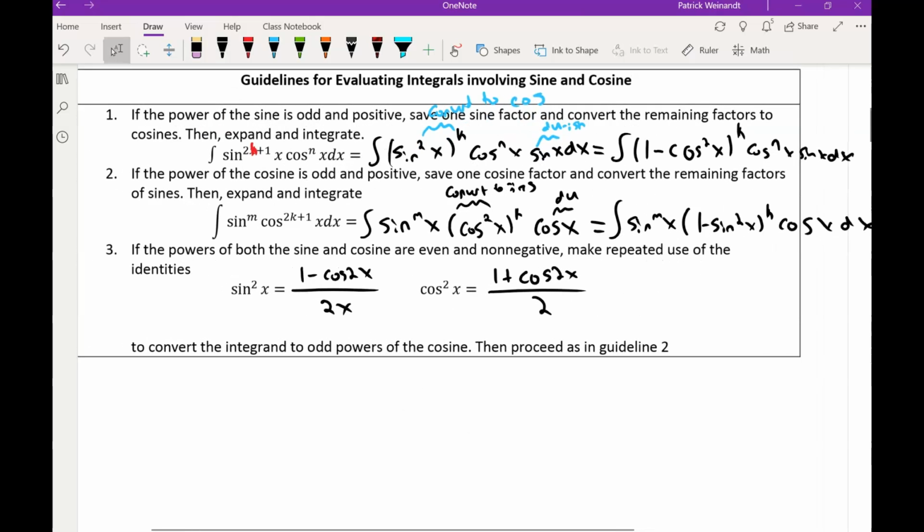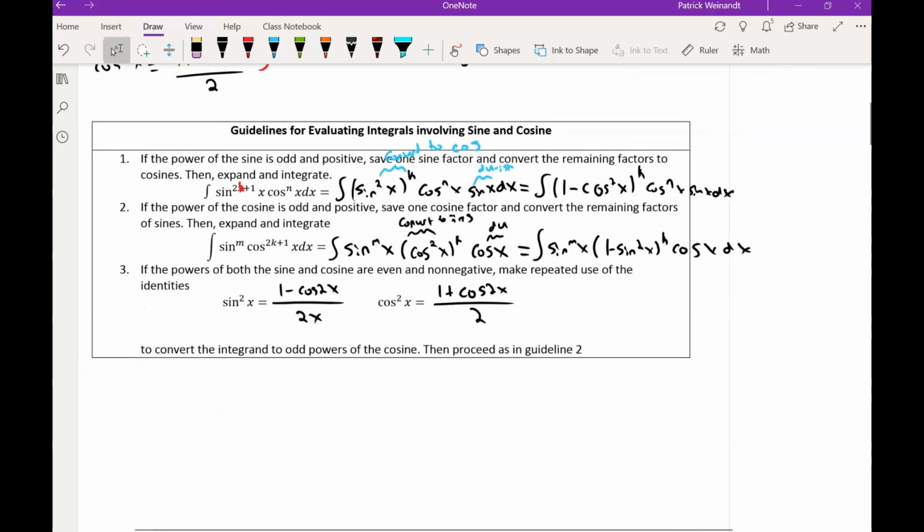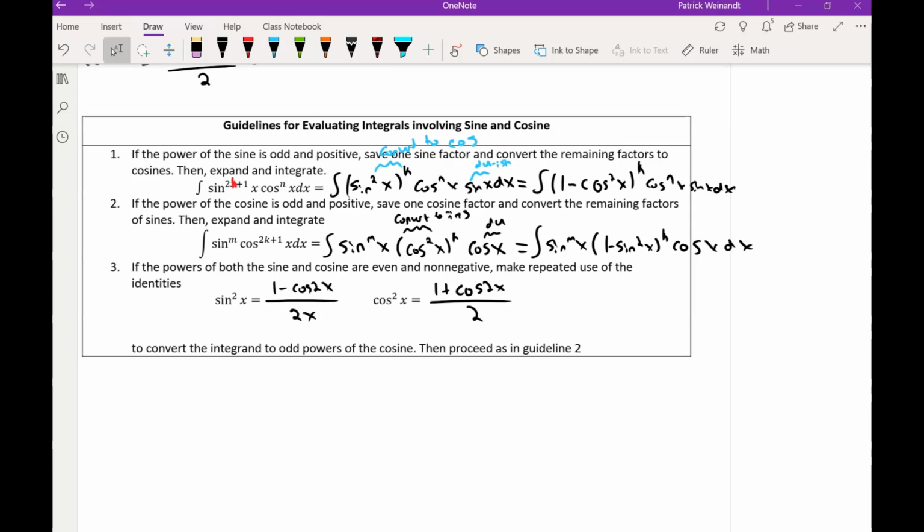Okay, so if both the powers of sine and cosine are even and non-negative, make repeated use of the identities. Sine squared of x equals this, and cosine squared of x equals 1 plus cosine of 2x over 2, to convert the integrand to odd powers of cosine. So once we get them to have odd powers, then we can keep going as if it was guideline 2 or maybe guideline 1, whichever one it is. So basically get them to have odd powers and then repeat those processes. Okay, so make sure you have that written down.